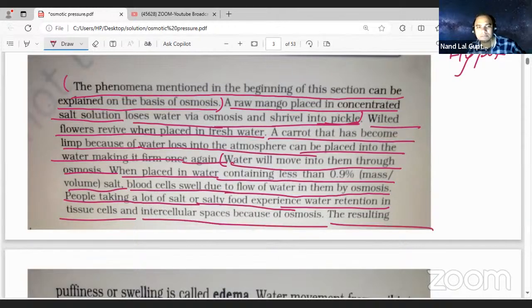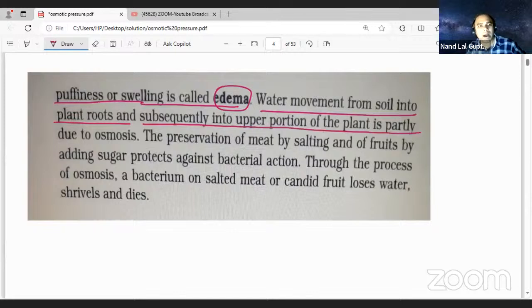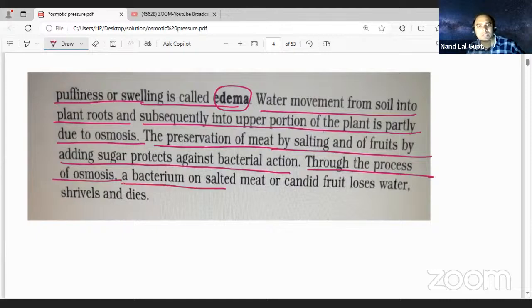The resulting puffiness or swelling is called edema. This is the puffiness called edema. Water movement from soil into plant root, subsequently into upper portion of the plant, is partially due to osmosis. The preservation of meat by salting and fruit by adding sugar protects against bacterial action through the process of osmosis. A bacterium on the salted meat or the candied fruit loses water, shrivels, and dies.